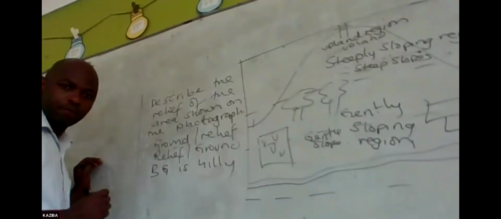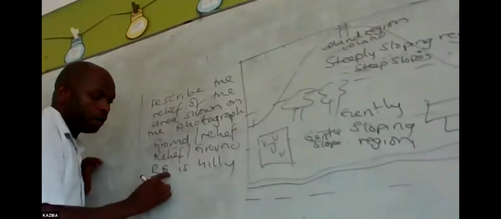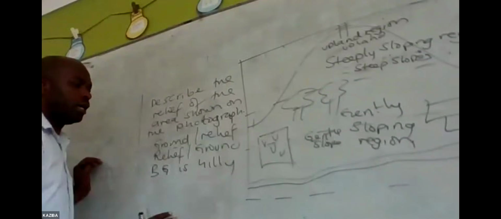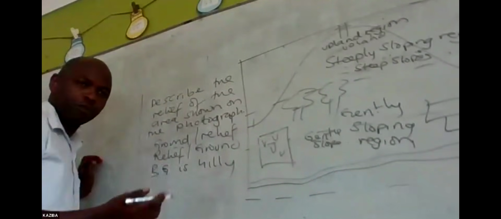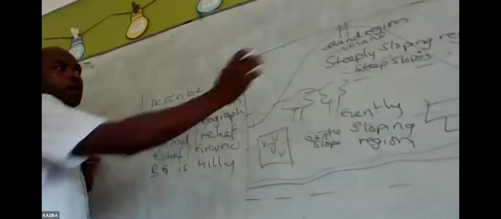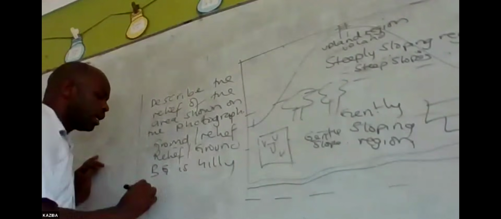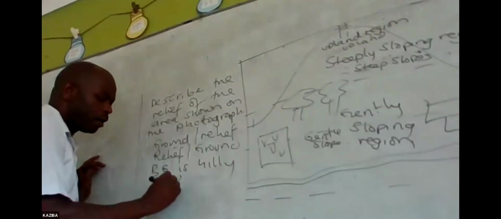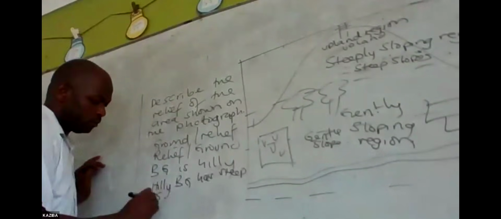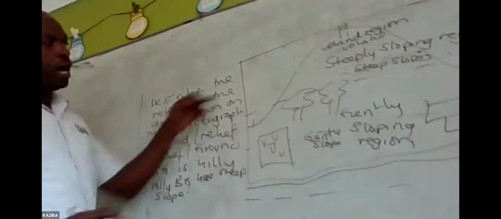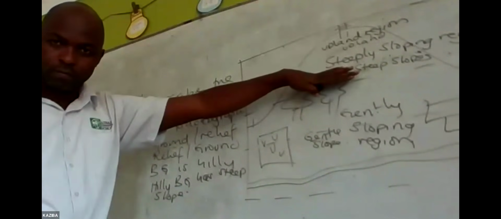Are you together? So you've mentioned the ground, but don't write in short form. The background is hilly, or you can say there is a hill in the background. So it's up to you to do what you want. Then you can also say the hilly background has steep slopes. So we have this hilly background and it has steep slopes.